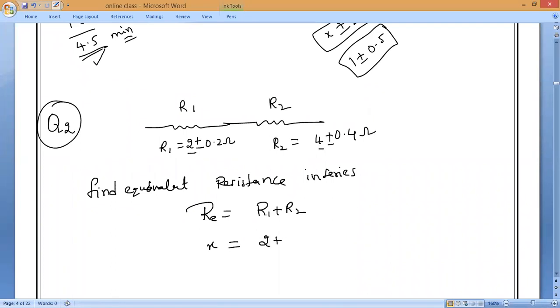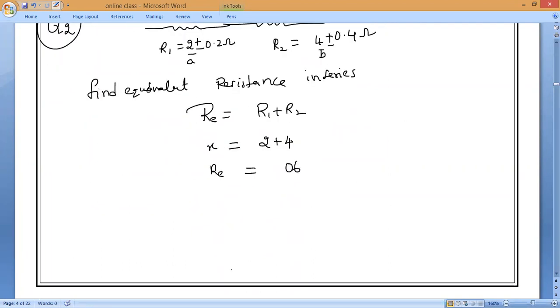That is x. X is equals to a plus b, where a is 2 and b is 4. So a plus b is 2 plus 4, which is equals to 6. Understood, everybody? But what should our result be? Always our result should be x plus or minus delta x.